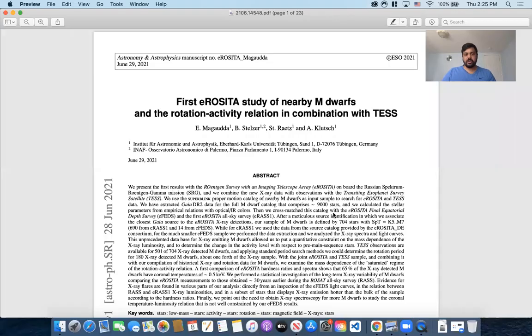Hi everyone, today we're going to review this paper on X-ray study of nearby M dwarfs. This paper was written in 2021 by Magaro et al., and builds on their paper in 2020 based on the new data that's available in eROSITA.